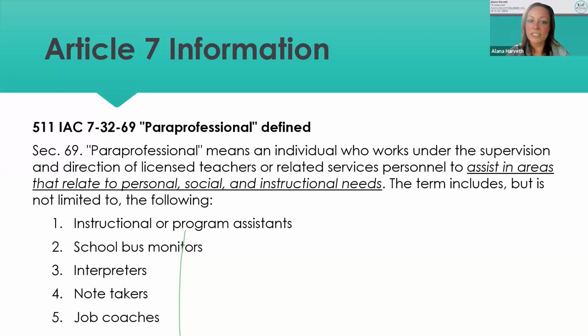A paraprofessional is an individual who works under the supervision and direction of a licensed teacher or related services personnel to assist in areas that relate to personal, social, and instructional needs. The team includes, but is not limited to, the following: instructional or program assistants, school bus monitors, interpreters, note takers, and job coaches.